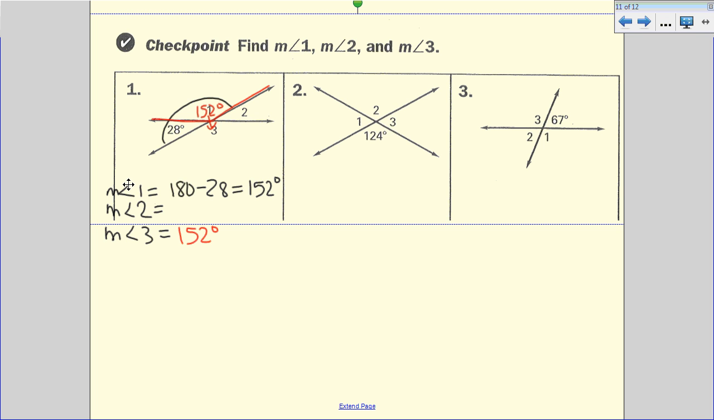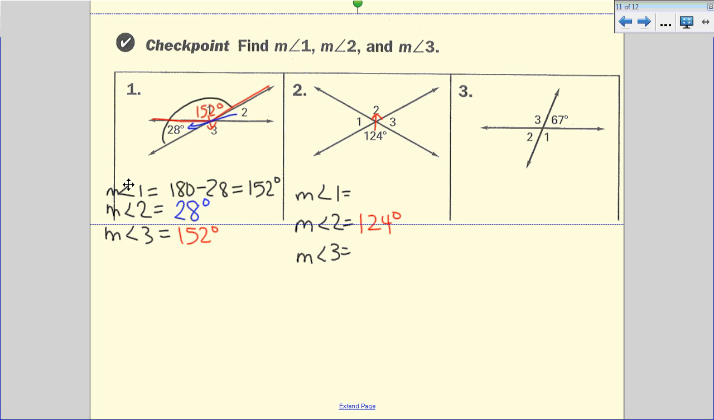We could have started with angle 2 right away, because angle 2 is a vertical angle to the 28 degrees that's there, and we know our vertical angles are congruent, so we have the measure of angle 2 being equal to 28 degrees. So we're kind of doing the same thing, it's just the application of vertical angles and their relationships, and then our linear pairs.